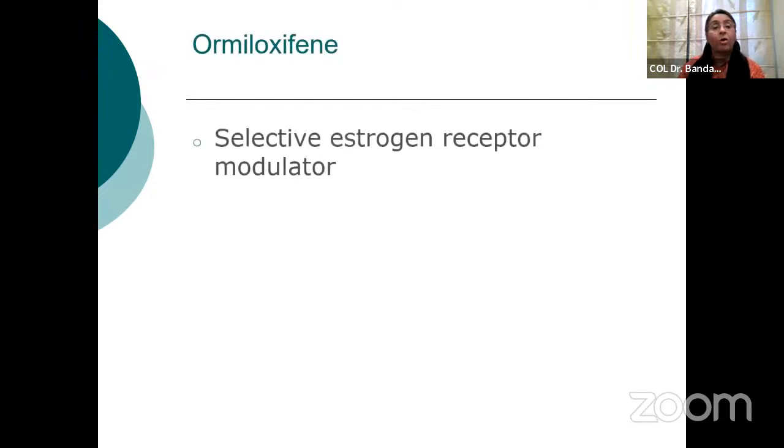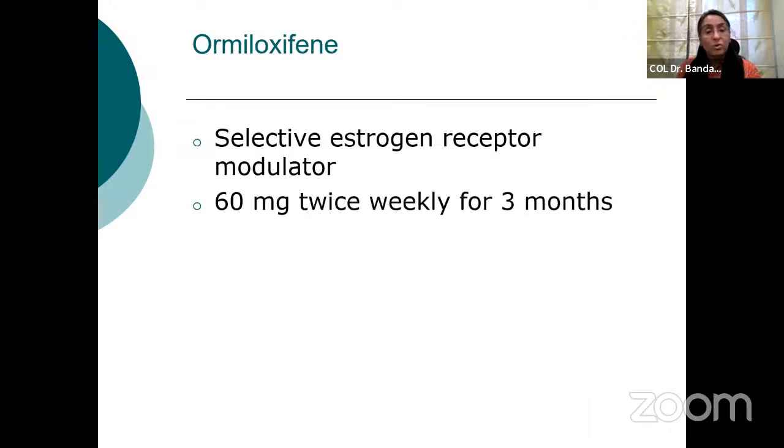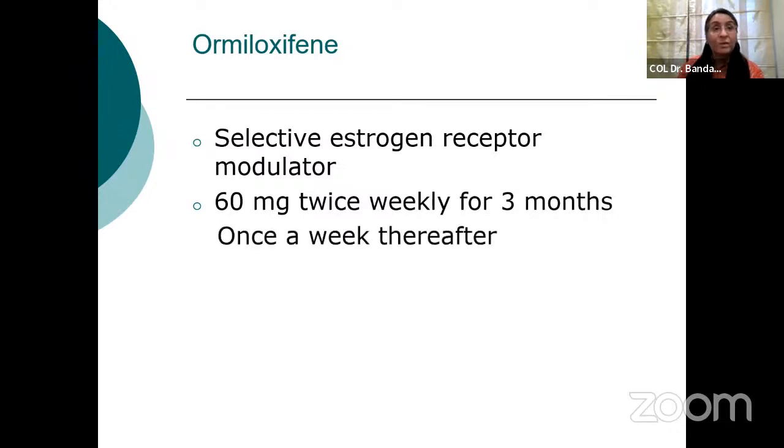Ormeloxifene. Now, ormeloxifene is a selective estrogen receptor modulator. That means SERMs that I was talking about. It has been earlier used widely. Presently, its use is a little restricted. How is it used? It is also called Centroman, and it is used as 60 mg twice weekly for 3 months. Twice a week only dose, and thereafter once a week.